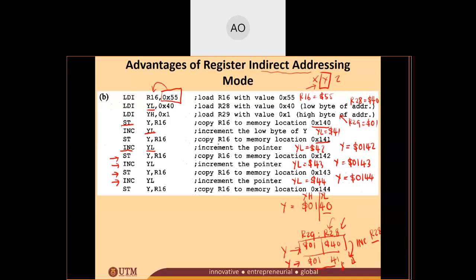So this is how you're going to send the 55 value to address 140 until address 144 by using indirect addressing mode, but without a loop. Okay, without loop. Any question?